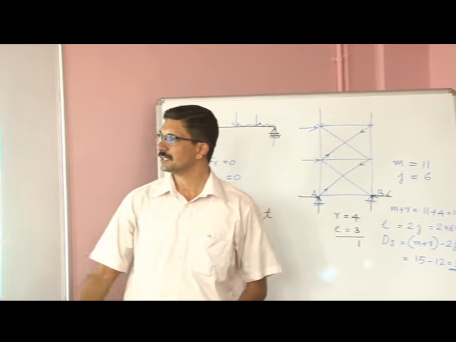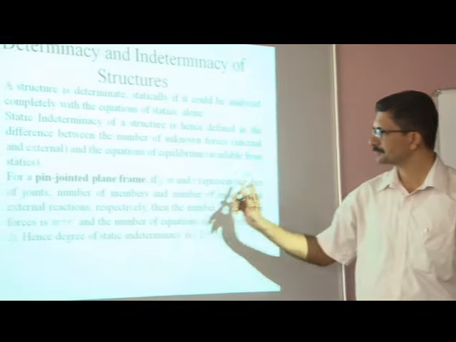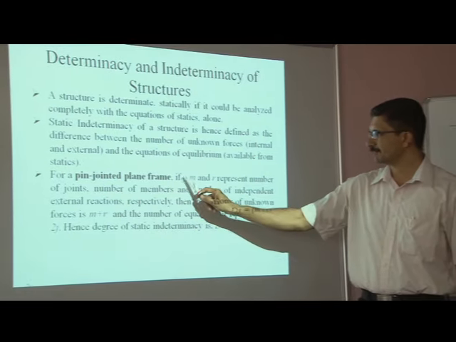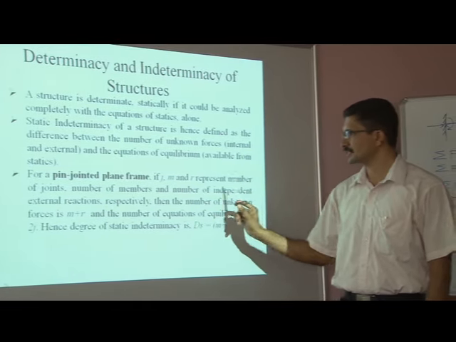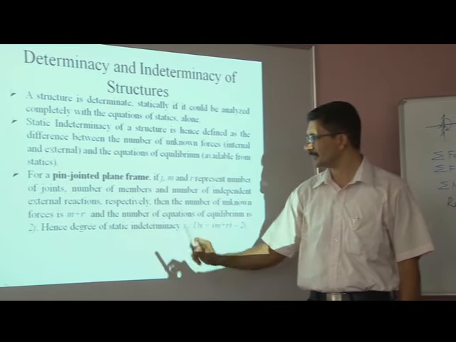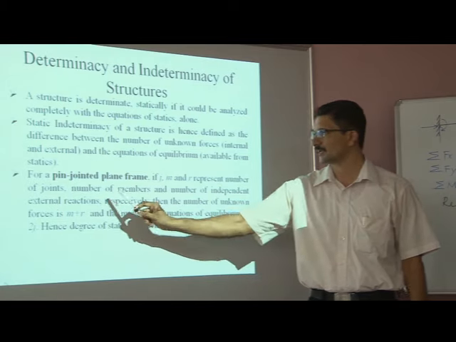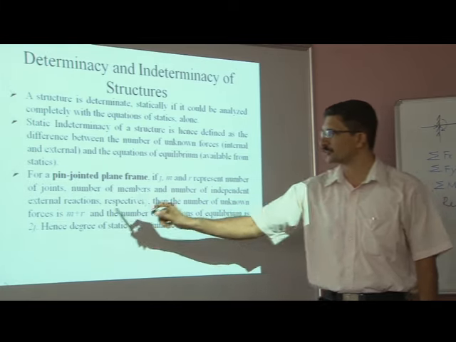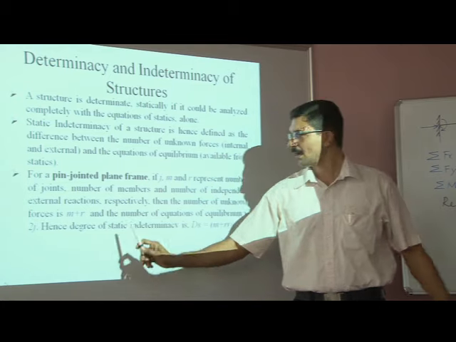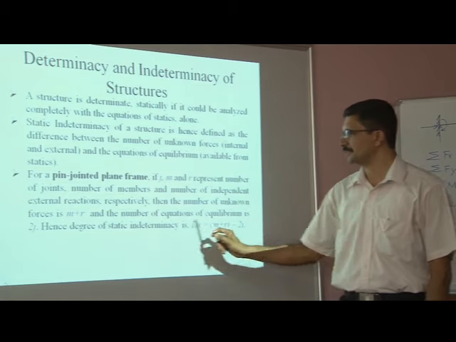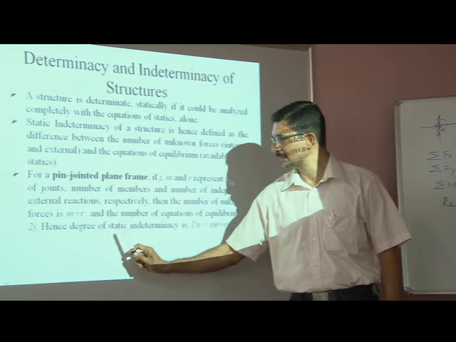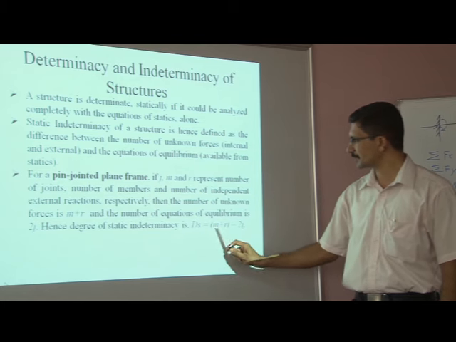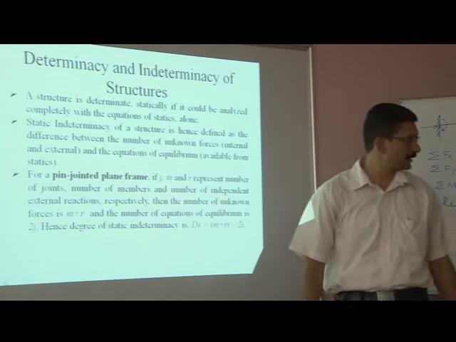What is given here is, for a pin jointed plane frame, whatever we have discussed already, in a statement. If J, M, R represent the number of joints, number of members and number of independent external reactions respectively, then the number of unknown forces is M plus R and the number of equations of equilibrium is 2J. Hence, the degree of static indeterminacy is ds equal to M plus R minus 2J. That is very clear from this example.